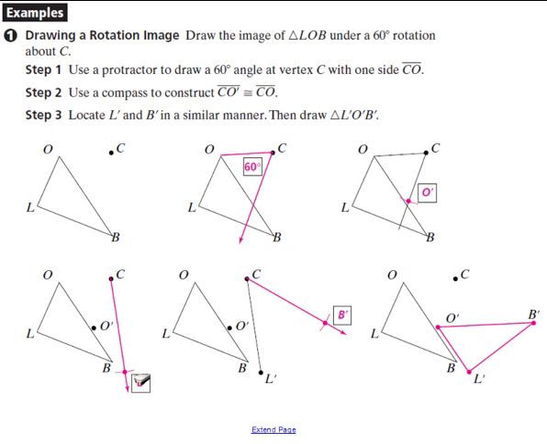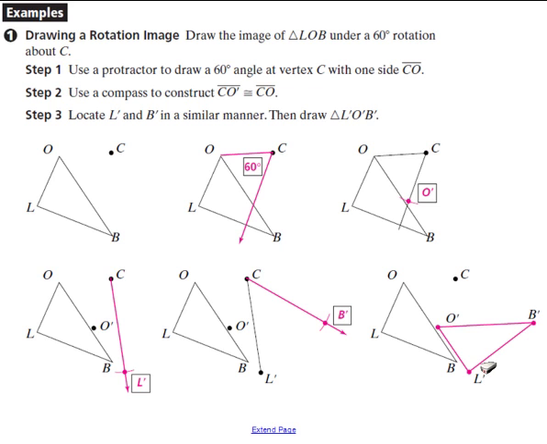And we would do the same thing for L, right? So we would do a line from L, and then we would mark that same line around to 60 degrees, mark it here, and for B, and we would get our 3 points.